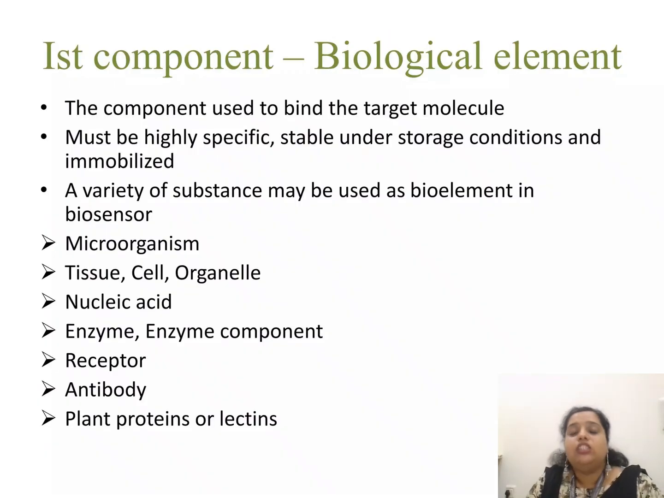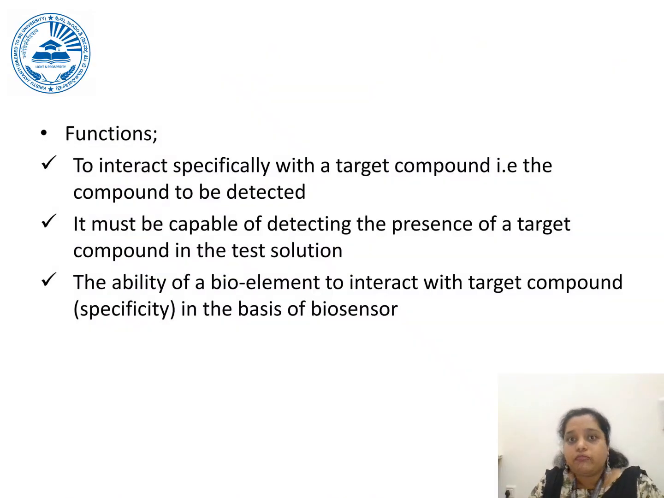As I told, the first component is a biological element, the component which is used to bind to the receptor or the target molecule, which should be highly specific and stable under storage conditions. Many substances can be used as a biological element, but most probably microorganisms, tissue culture, enzymes, nucleic acids, or plant proteins can be used.